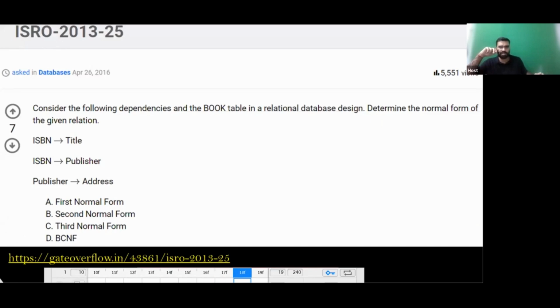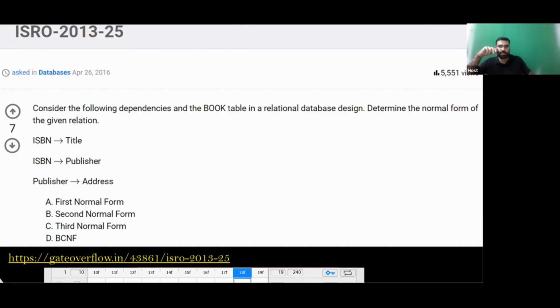This is ISRO 2003 question, 2013 question. Tell me the answer. Consider the following functional dependencies are given to you and the book table is given to you in the relational database design. Determine the normal form of the given relation.